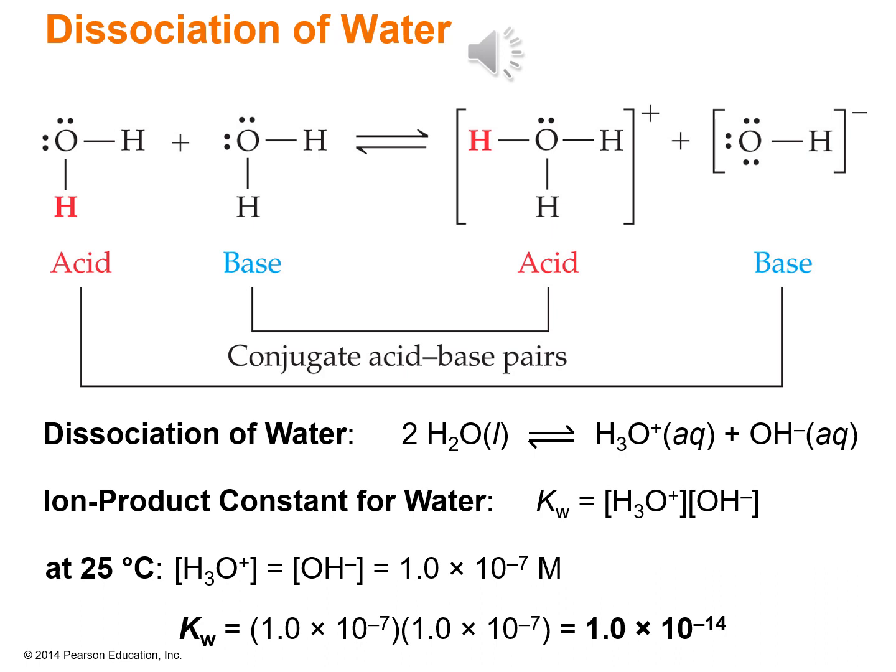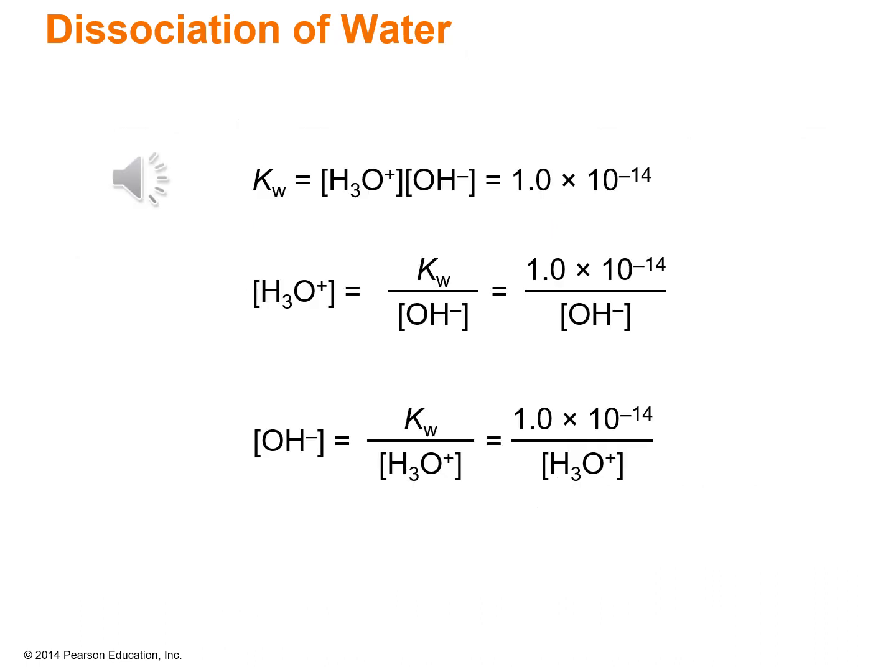At 25 degrees, the concentration of both the hydronium ion and the hydroxide ion is equal to 1 times 10 to the minus 7 molar. The ion dissociation constant is Kw, which is equal to 1 times 10 to the minus 14, which is at the very root of the pH scale. One can calculate either the hydroxyl concentration or the hydronium concentration by knowing one or the other.